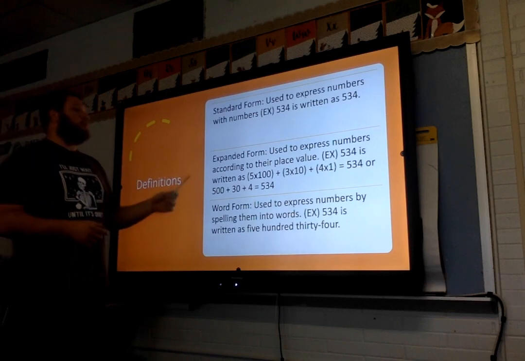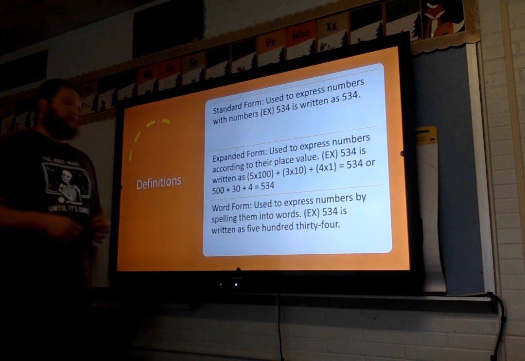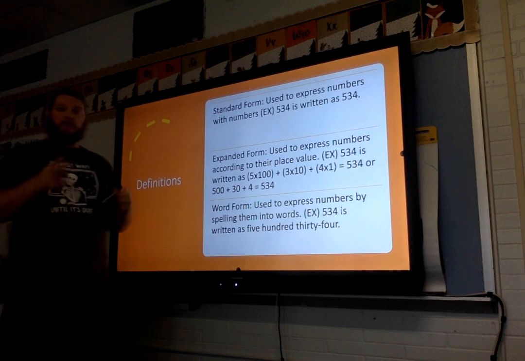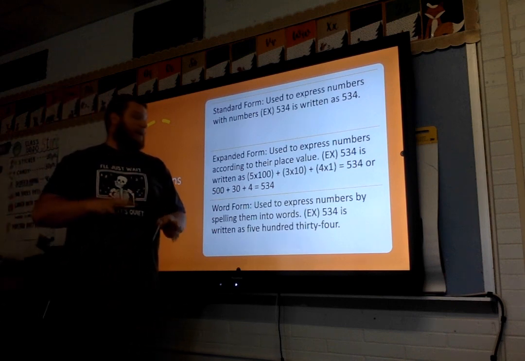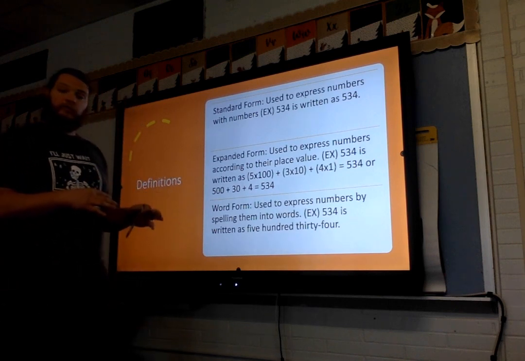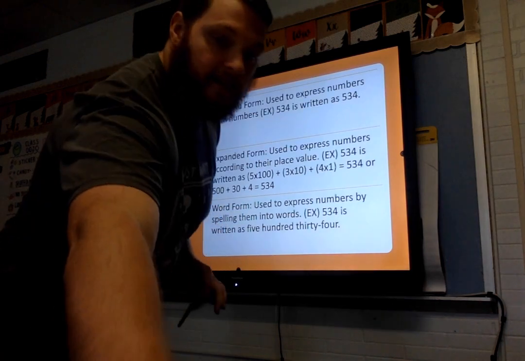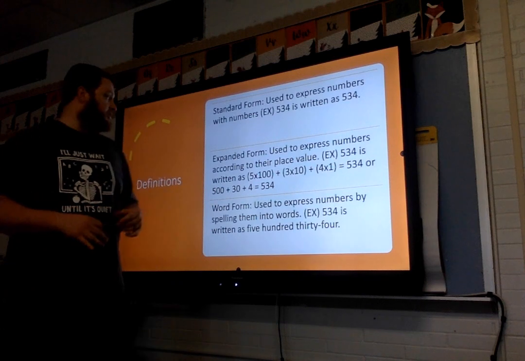Expanded form is used to express numbers according to their place value. So I have the example, 534 is written. There's 2 ways to do this. I know there's a 4th grade way and a 3rd grade way. So I modeled both of them here. We're going to try to get them to do the 4th grade method. But obviously, if the 3rd is better, just to get us started.